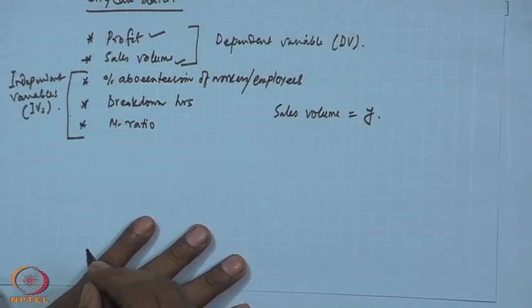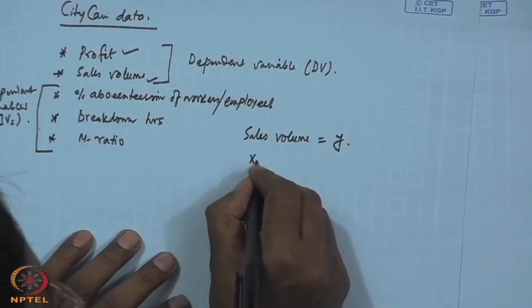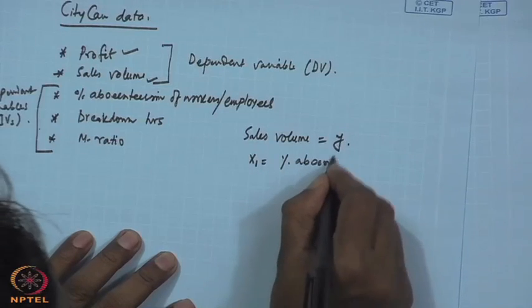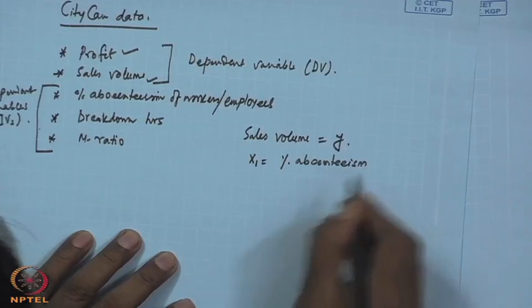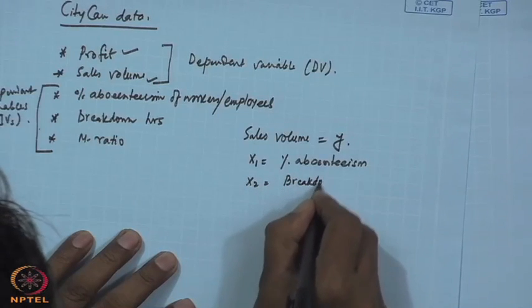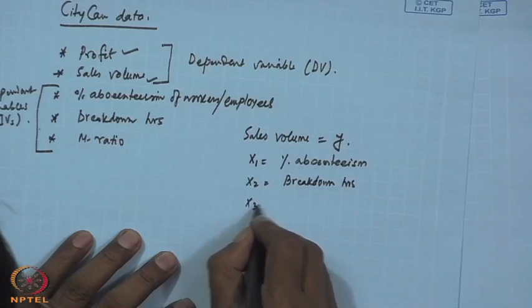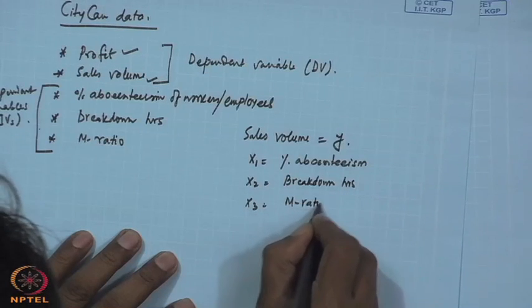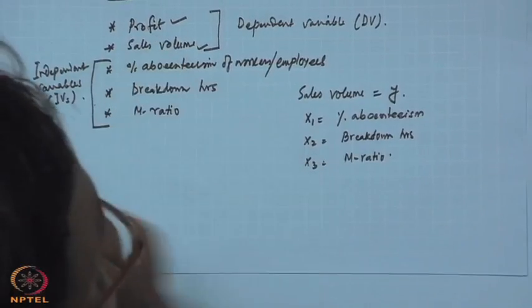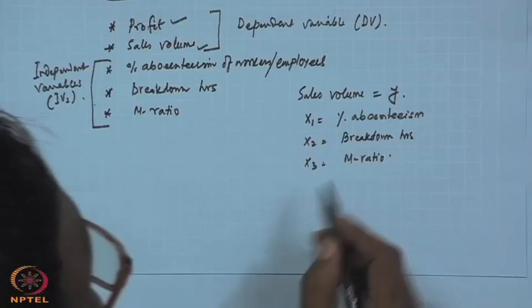So, pictorially, if we now consider that one dependent variable, let it be sales volume which is y, we are denoting like this, and other variables we are denoting like this, x1 equal to percentage absenteeism, x2 equal to breakdown hours, and x3 is M ratio. So, we are not considering profit at present, later on we will see that how profit also can be included.